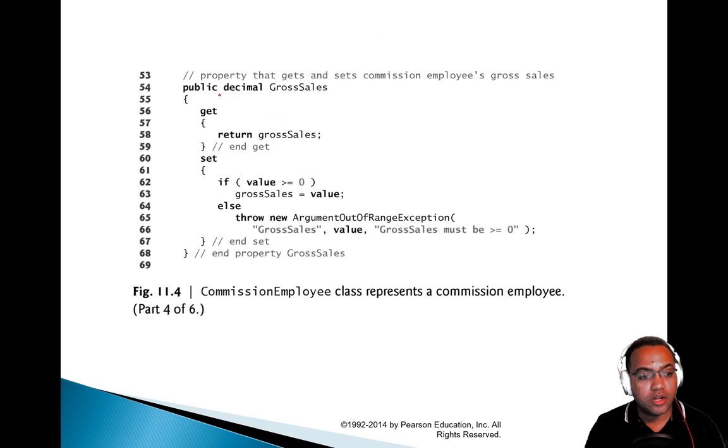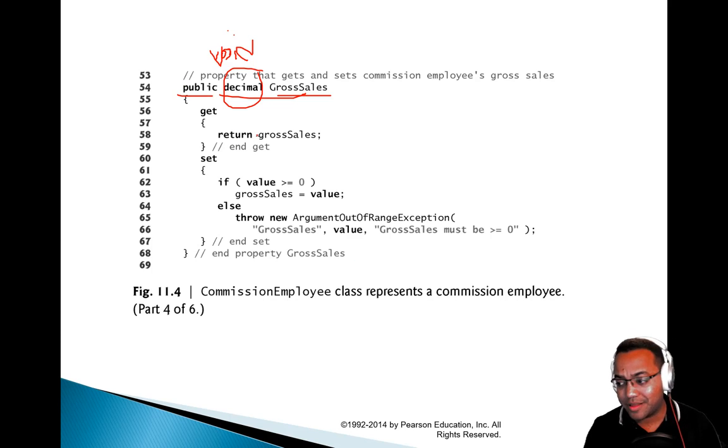Then we have a method called gross sales that'll output a decimal. Remember, if there is no void here, that means that it outputs a value. And when this gross sales is called, what will replace the gross sales is the output from this method. It's public, meaning that it's accessible outside of this class as well.